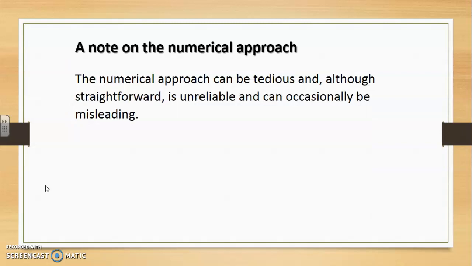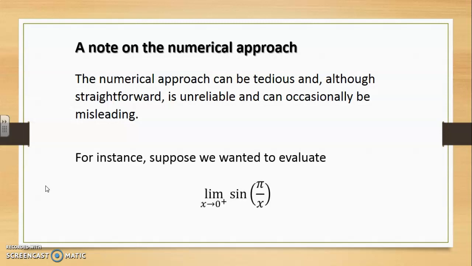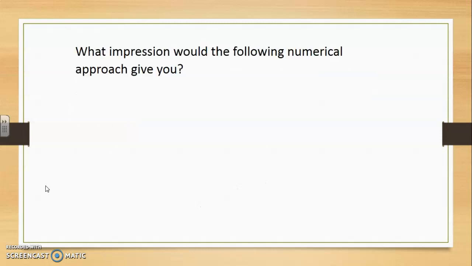Quick note on the numerical approach. So the numerical approach can be tedious, and although straightforward, it can also be unreliable at times. For instance, let's suppose we wanted to evaluate the following limit, where x is approaching 0 from the right and applied to the function sine of pi over x. What impression would you get if you had done the following numerical approach?